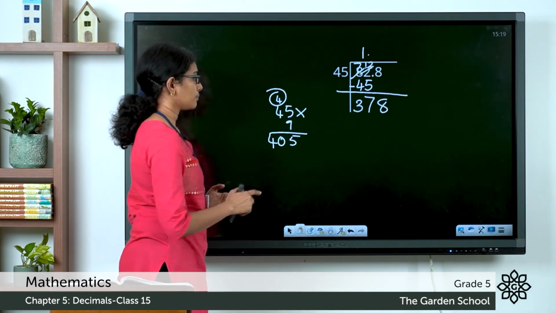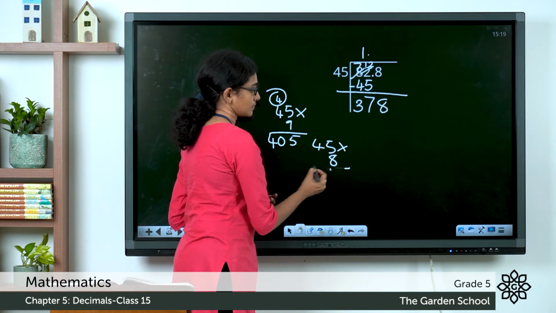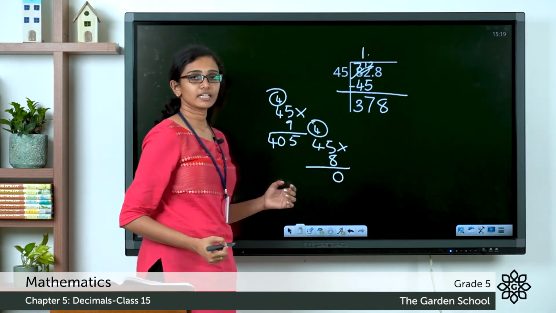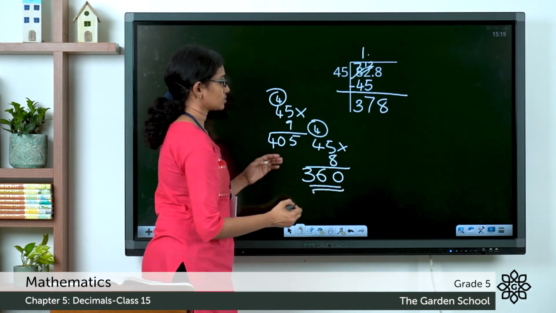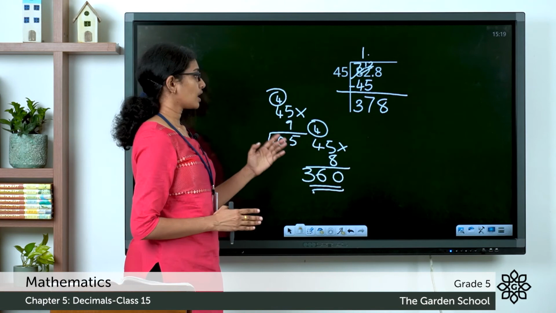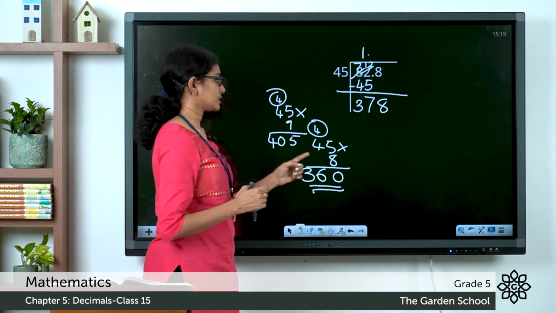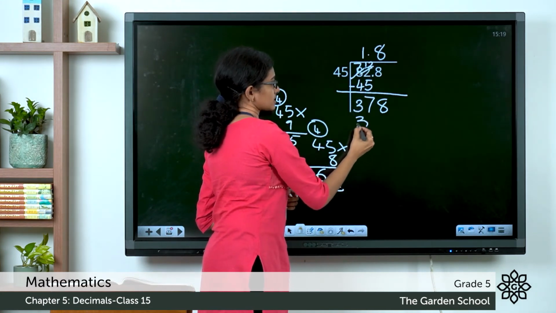Let's try one more number. 45 eights. 8 5s are 40. A carry over 4. 8 4s are 32 plus 4, 36. So, 360. So, 8 45s will go in 378. So, let's take this 8 and write it here. 45 8s are 360.